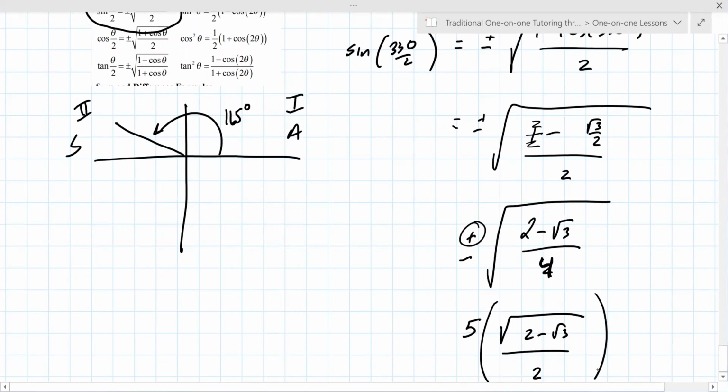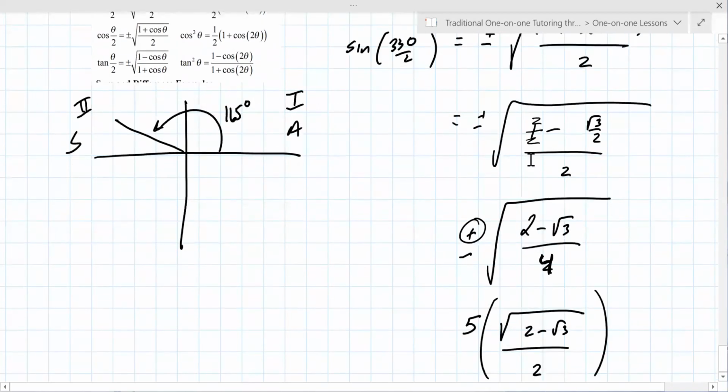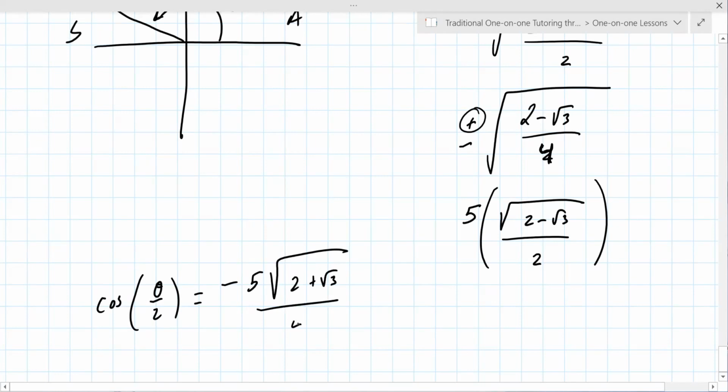Okay. Now, nicely, cosine is really similar to sine. It's just plus instead of minus. And notice we didn't really combine anything. So it's just 2 plus for cosine. But cosine in the second quadrant is negative. So your cosine of theta over 2 is negative 5 times the square root of 2 plus square root 3 over 2.